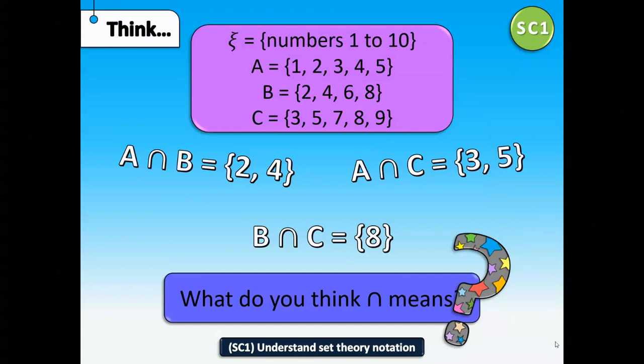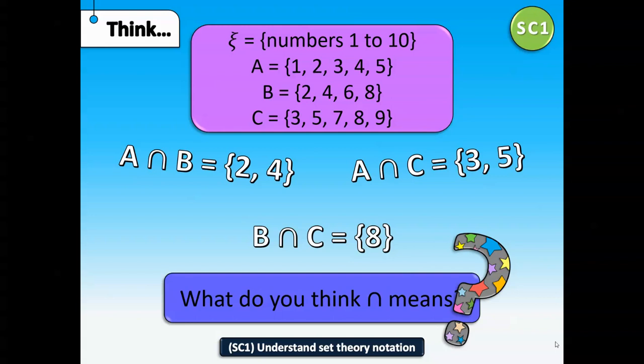So in the numbers 1 to 10, A is the set of numbers 1, 2, 3, 4, 5. B is the set of numbers 2, 4, 6, 8. And C is the set of numbers 3, 5, 7, 8, 9.